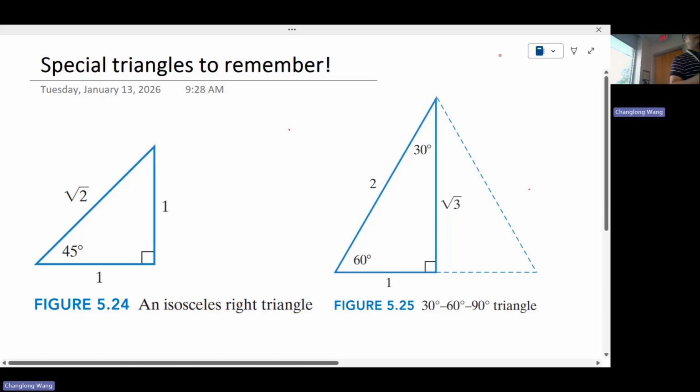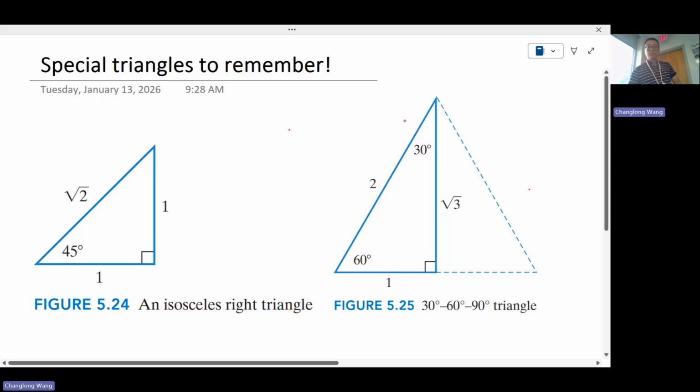And the reason why I have to emphasize that you're using the triangle for ratios is that the trig functions are all about the ratios, right? Now the 30, 60, 90 triangle is slightly harder for you to memorize compared to the 45, 45, 90.